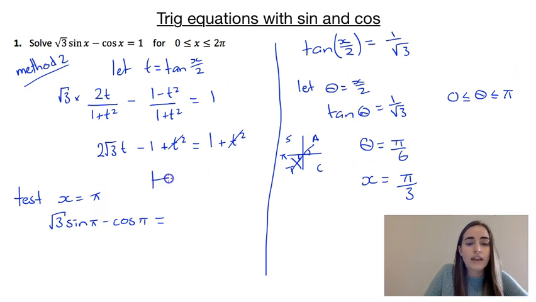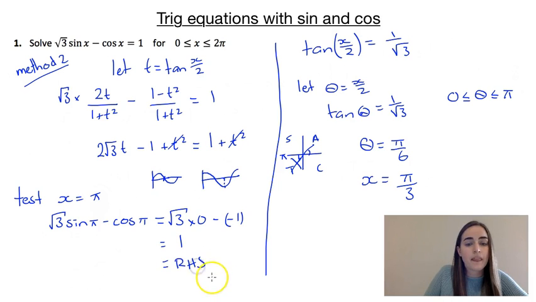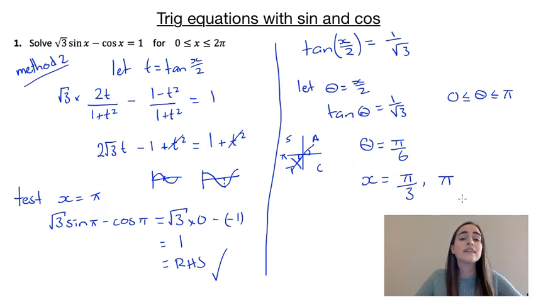We know if you look at your graph of sine, that sine of pi is 0. So we'd have root 3 times 0. And if we look at the graph of cos, we know that cos of pi is minus 1. So we'd have minus minus 1. So that's just going to give us an answer of 1, which is what we wanted. So therefore, pi is also a solution. So we've got pi on 3 and pi, which is exactly the same answers we got doing it the first method using the auxiliary angle. So 2 ways of doing it to get the same solution.